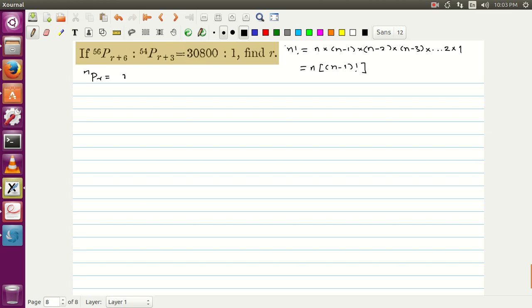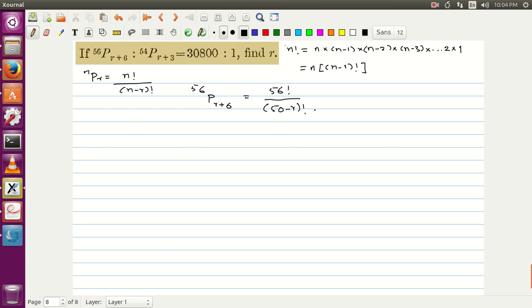nPr is equal to n factorial divided by (n minus r) factorial. Just use this, so you know that 56P(r+6) is equal to 56 factorial divided by (56 minus (r+6)) factorial, so it is 50 minus r, divided by (50 minus r) factorial. So we know 56P(r+6).